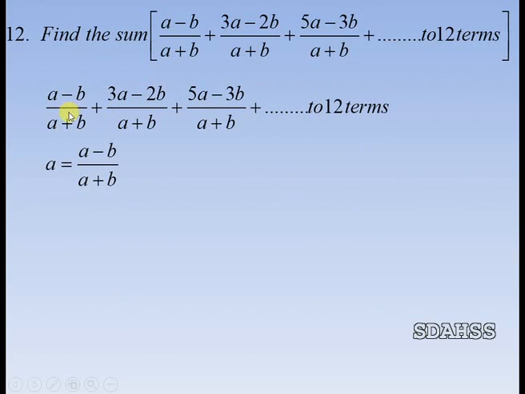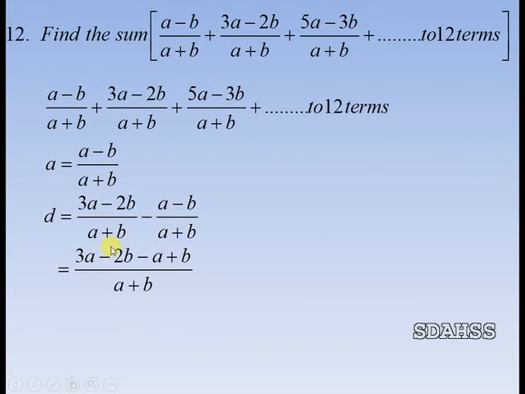The first term is a minus b by a plus b. Then the common difference is denoted by the letter d. d is equal to second term minus first term. Here the second term is 3a minus 2b divided by a plus b minus the first term a minus b divided by a plus b. Here the denominators are same. You keep the numerator as it is, 3a minus 2b. Here multiply the minus sign, so you have minus a, minus into minus plus b. Then 3a minus a, 2a, minus 2b plus b, minus b divided by a plus b.